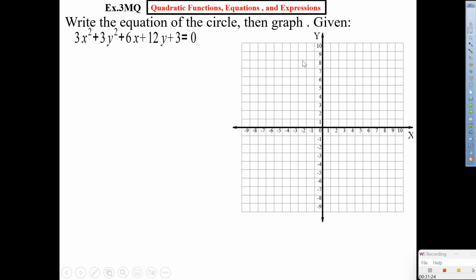3x squared plus 3y squared plus 6x plus 12y plus 3 equal to 0. Do we still have time? Oh, yeah, 2 minutes, that's plenty of time. All right.